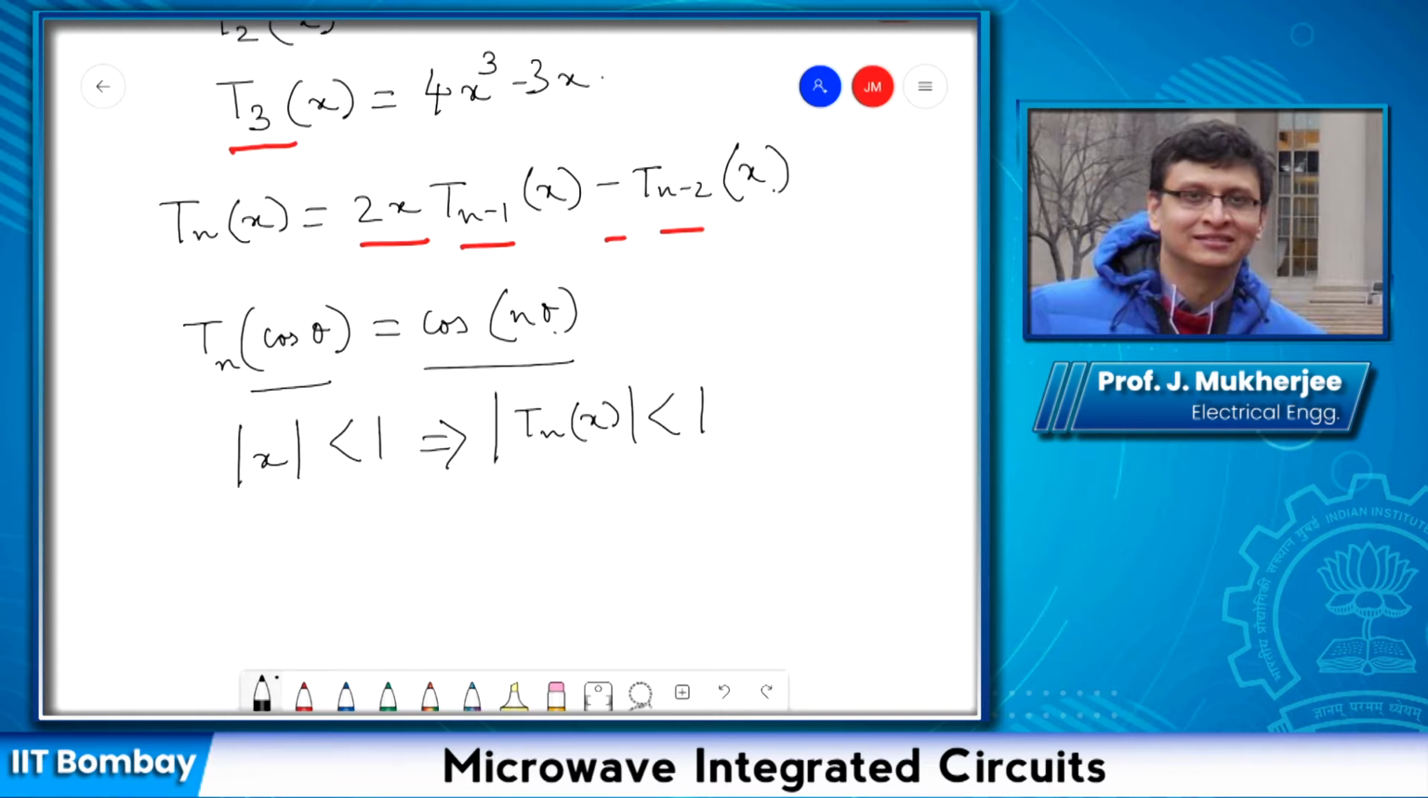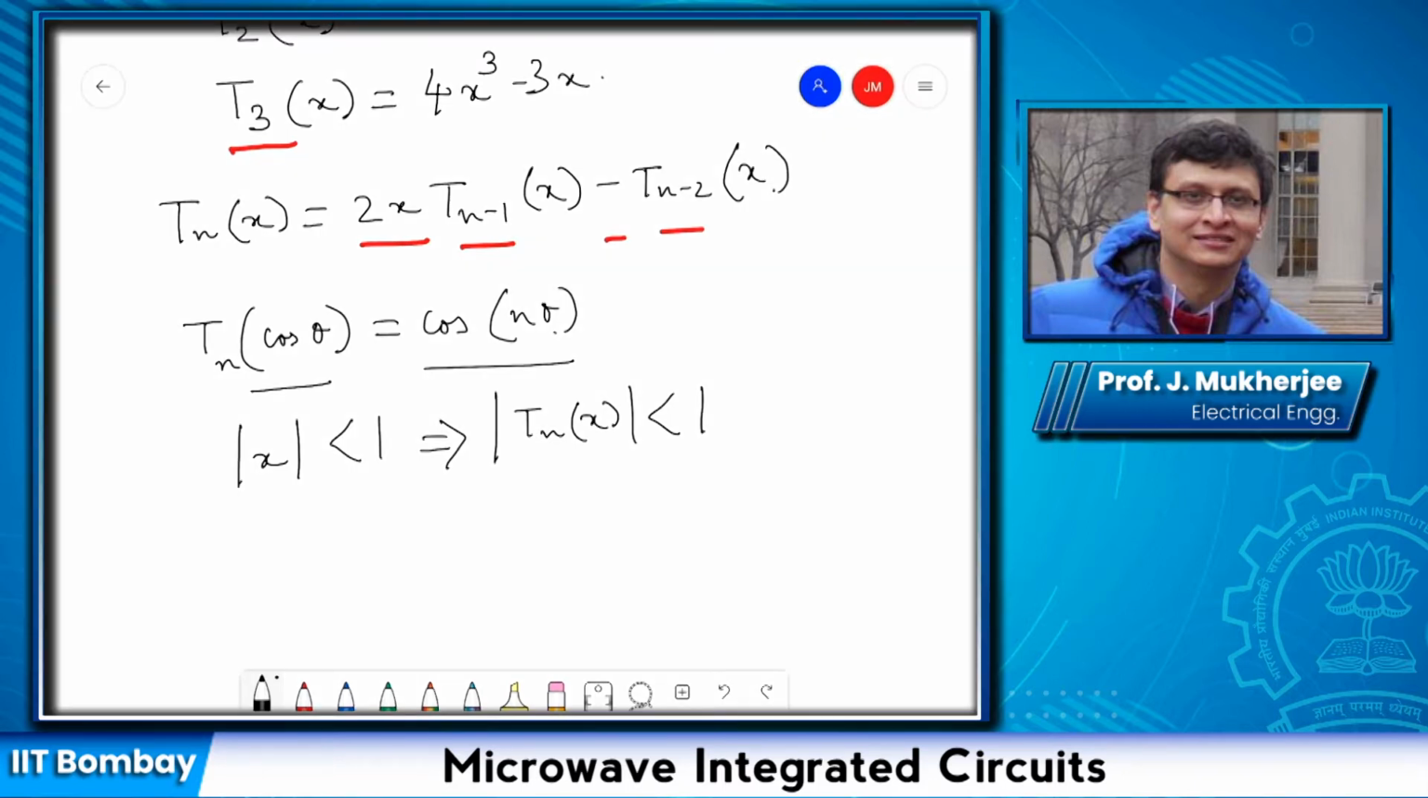This was about the Chebyshev polynomials, but now suppose we plot the Chebyshev polynomials versus x, how will they look?